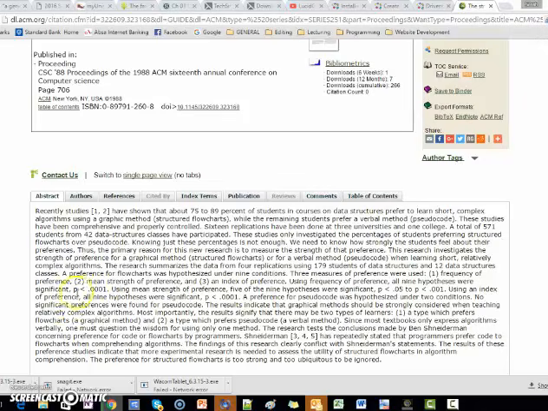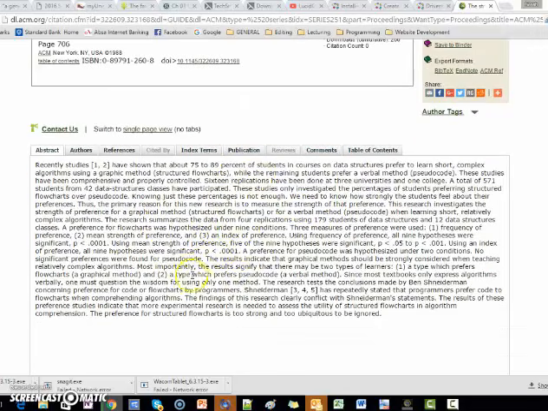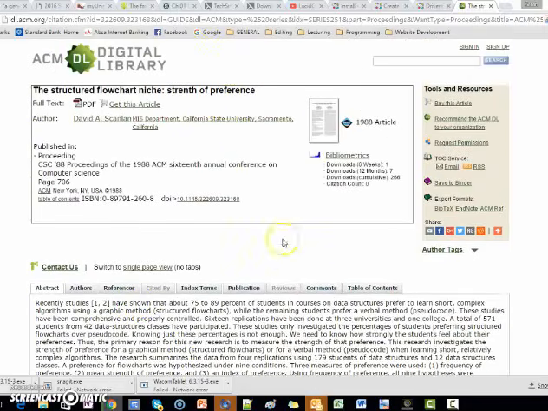And what was interesting is that 75 to 89% of the students actually preferred flowcharts. And then they went on to say, okay, how strongly do they actually feel about flowcharts? Please have a read through this article. It's just the abstract version of it. It's quite interesting to see what people actually think about flowcharts.